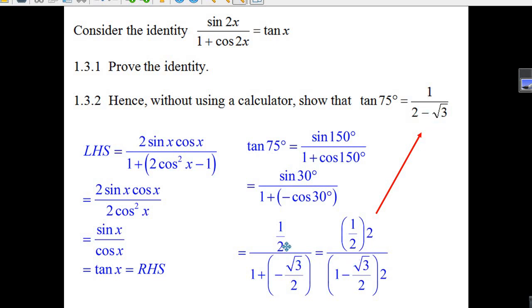Well, let's see here. This is 1/2 here. And on the bottom, we've got 1 plus this minus. That's minus. What if we multiplied the top and bottom by 2? We're allowed to do that with a fraction by the same number. 2 times a half would give me the 1 here. 2 times 1 would give me 2. 2 times root 3 over 2, the 2's would cancel. Hey, that's it. I'm showing that it actually equals that. Well, there we go. 1.2 and 1.3 all done.